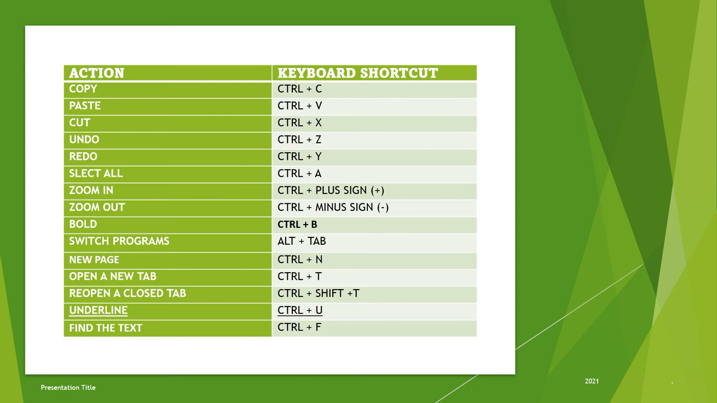So here I will define what undo and redo are. The undo function is used to reverse a mistake, such as deleting the wrong words in a sentence. The redo function restores any action that was previously undone using undo. The next one, if you want to select all the data, you need to press control A. Once you press control A, all your data will be selected.